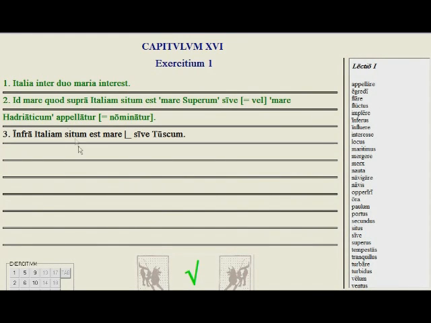Okay, infra Italiam, below Italy, is situated mare, either infrum or tuscum. Okay, do your best on the rest of those exercises. Let's try exercise 2.